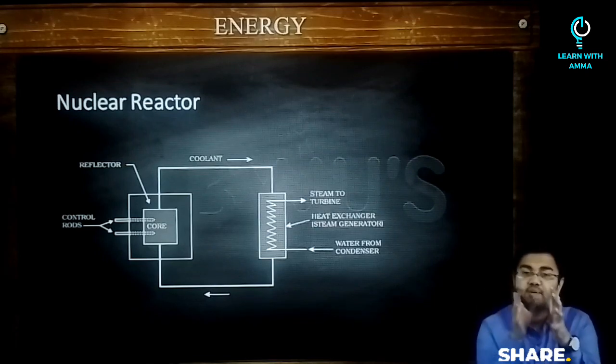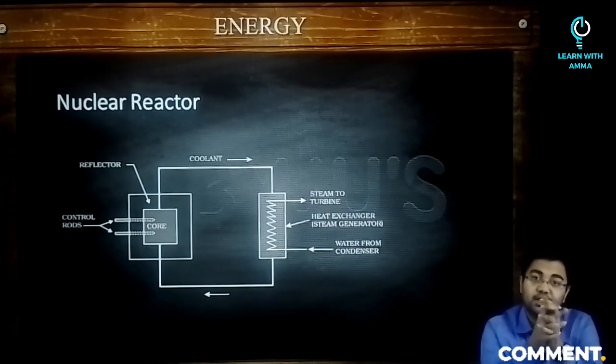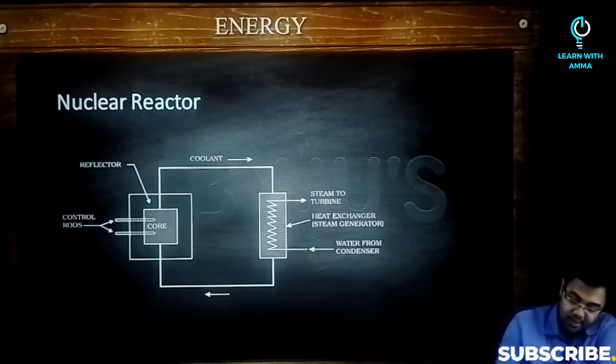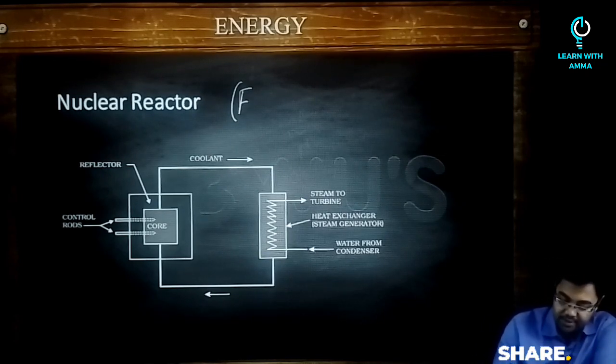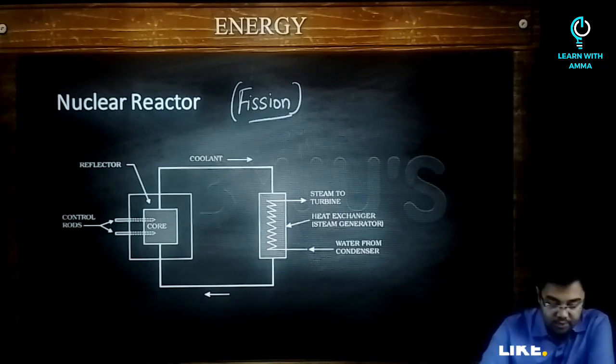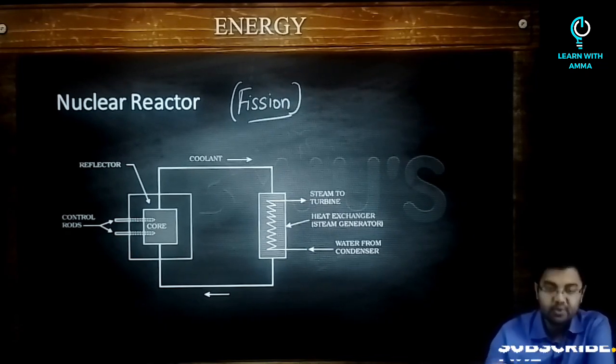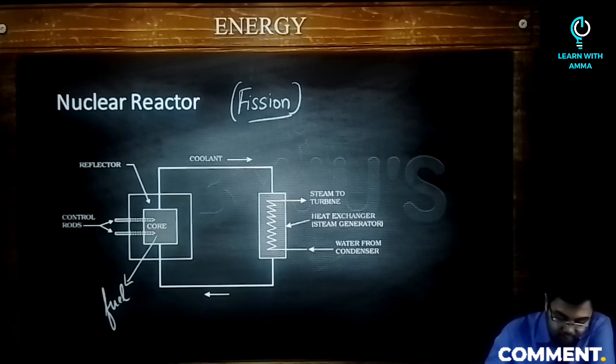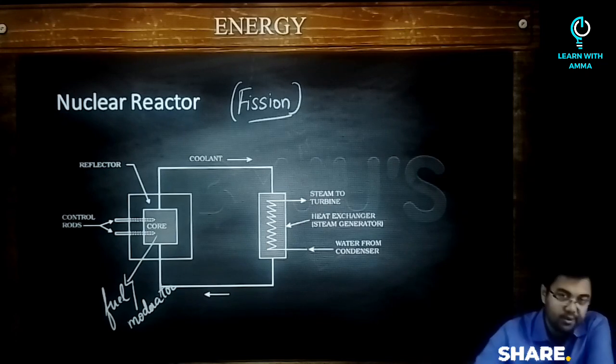Now, the next important component that we have to study are nuclear reactors. And when we talk of nuclear reactors, basically we are talking of nuclear reactors which are producing energy using fission. So, if you look at a normal fission reactor, this is the core of the nuclear reactor, which has the fuel as well as the moderator. We'll discuss what is fuel and what is moderator.